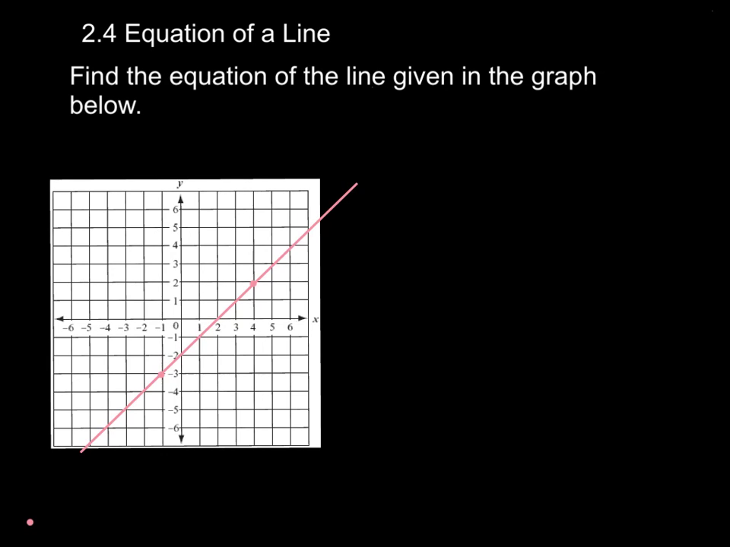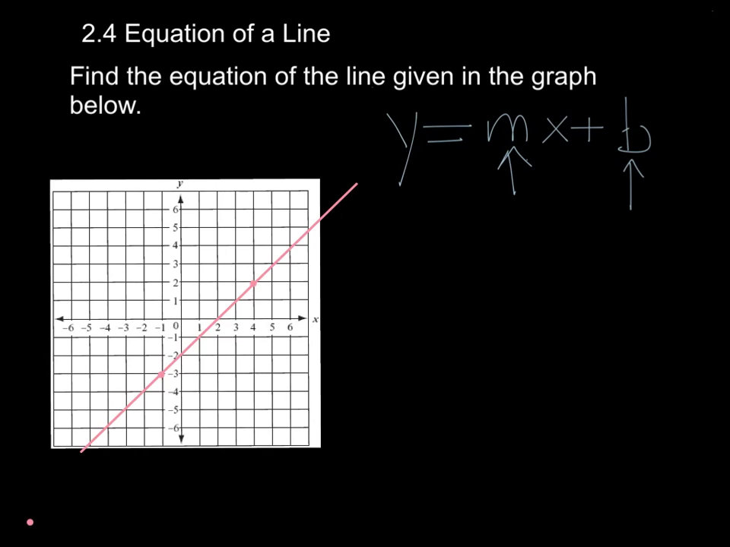This video is about finding the equation of a line. And you'll see in this first example that we have the graph of a linear equation, and we would like to find the equation of this line. Well, one thing that we know is all lines have the form y equals mx plus b, where m is the slope and b is the y-intercept. So provided we have those two pieces of information, we should be able to find the equation of the line.